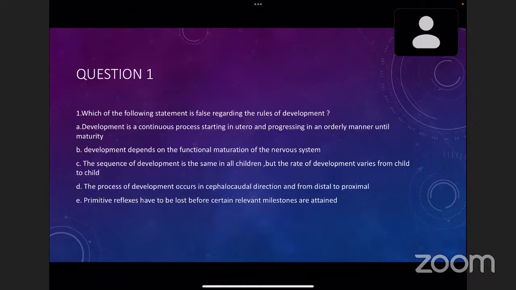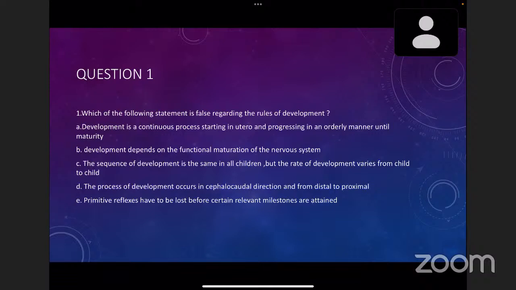Third one is that the sequence of development is the same in all children, but the rate of development varies from child to child. If you take any gross motor milestone, first there must be head control. Then only the child will try to sit with support or without support. So there is a sequence which has to be followed, but the rate of development will vary from child to child. For example, one child may have head control by 3 months, whereas another child can have that same head control by 5 months. So the rate may vary, but the sequence of development should be the same. This option is also correct.